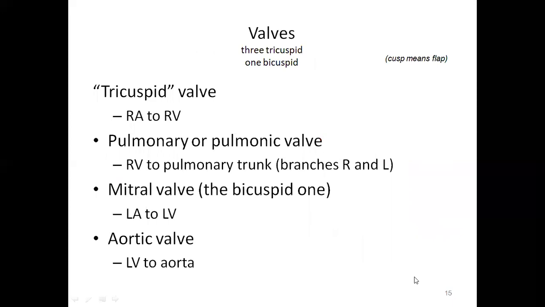Now we have 3 cuspid valves and 1 bicuspid valve. The cusp means a flap. A flap is a covering, just like a lid of a shampoo case or some bottle. The tricuspid valve divides the right atrium from the right ventricle. Then we have the pulmonary or pulmonic valve, between the right ventricle and the pulmonary trunk. Then we have the mitral valve, which is bicuspid, that means it has 2 cusps or 2 flaps. Then we have the aortic valve.